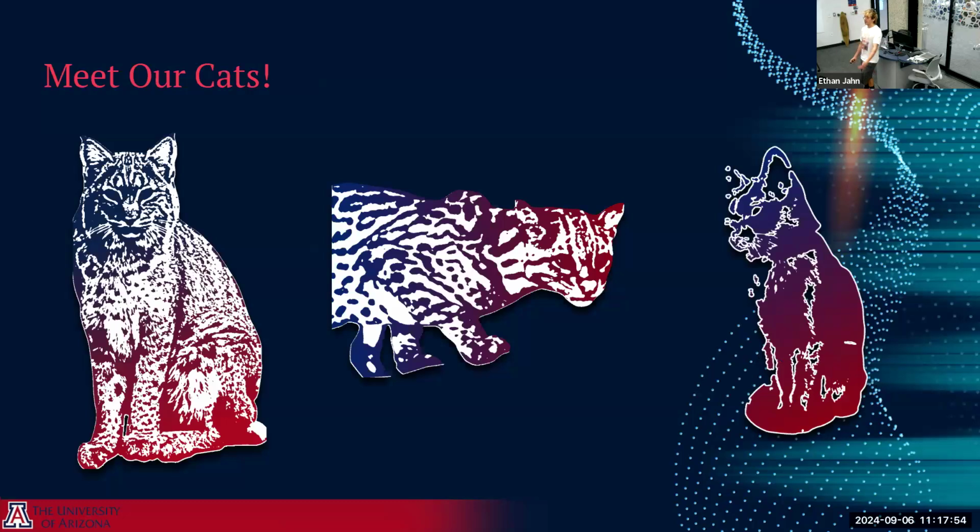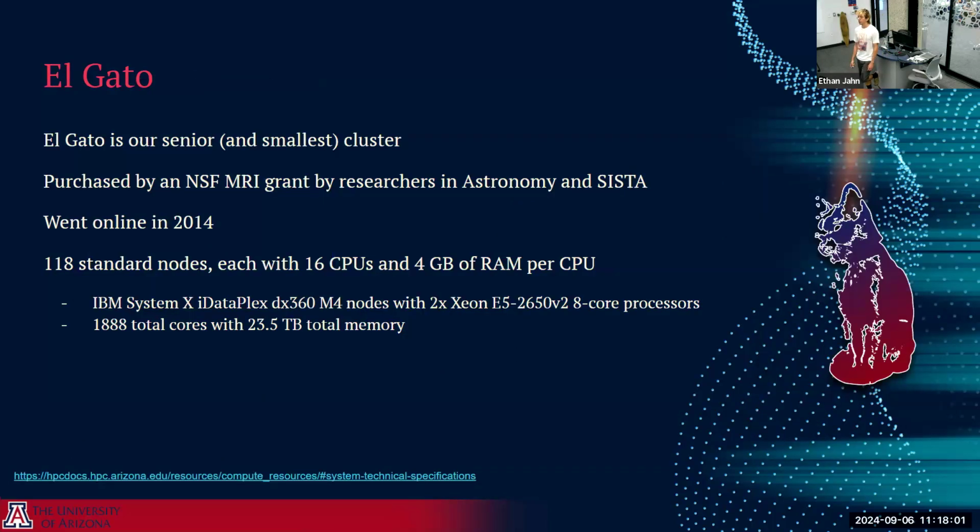Our cats, these are the nicknames for the 3 supercomputers that we have. Elgato is our senior and our smallest cluster. It was purchased by an NSF grant by astronomy researchers in 2014. So it's about 10 years old and it's still kicking, not for very much longer, but it certainly is still going. That's a very impressive lifetime for a supercomputer. They don't typically last that long.